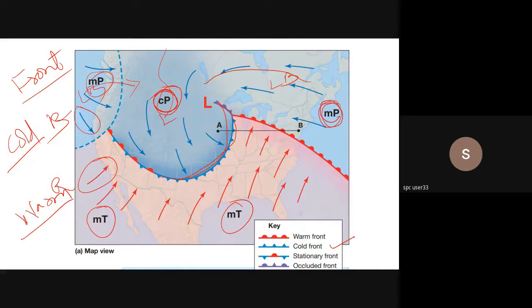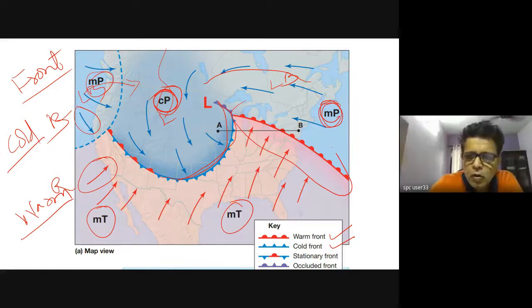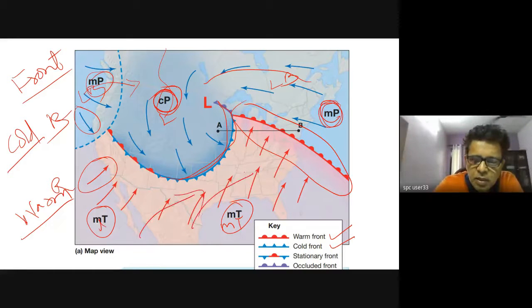What else do you have? Above the cold front in this area, you have the warm front. Where is the warm front? This is the warm front. Who is causing the warm front? You'll see that it is maritime tropical. The red ones are causing the front.